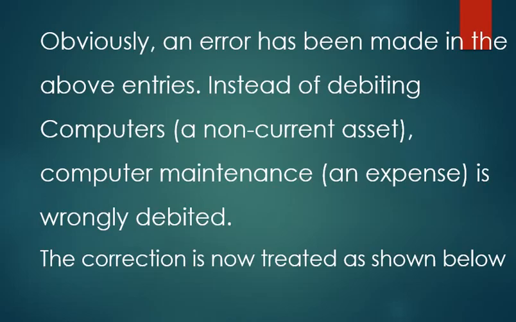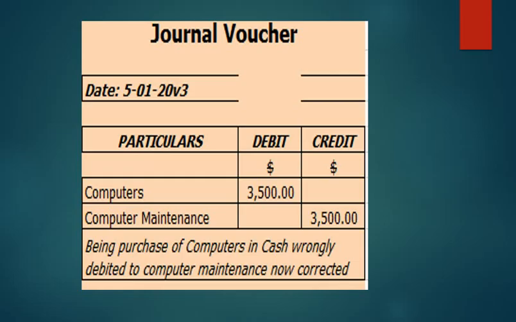Obviously, an error has been made in the above entries. Instead of debiting computers, a non-current asset, computer maintenance, an expense account, is wrongly debited. The correction is now treated as shown below. We have journal voucher. We have computers now debited $3,500, which is the right account. The computer maintenance was debited $3,500.